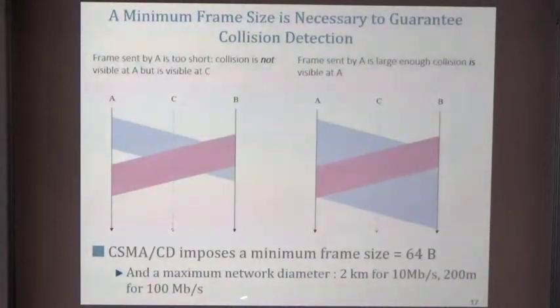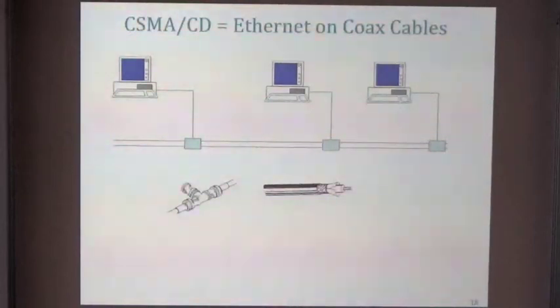Of course, the 64 bytes has to be combined with the bit rate and the length of the system. So old-style Ethernet, 10 megabit per second, has a maximum diameter of 1 kilometer on a single cable, 2 kilometers if we have repeaters, much less if we have higher speeds, but this quantity remains the same always. So that's the theory of Ethernet.